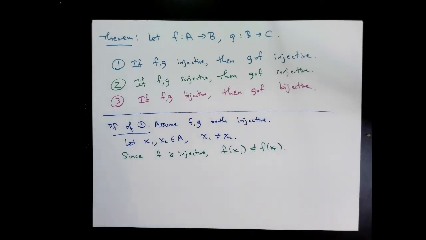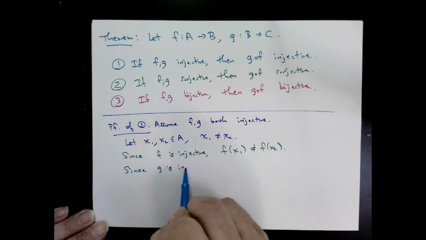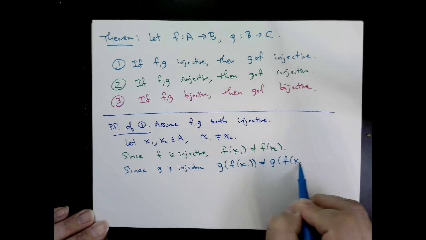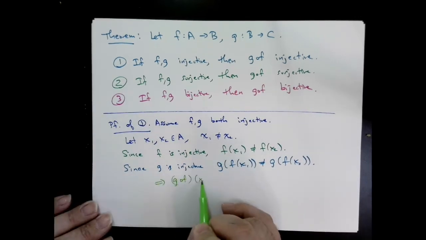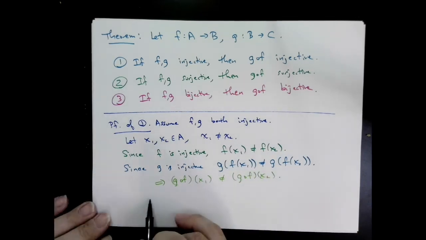But since G is injective, that implies that G of F of X does not equal G of F of Y. So what we have shown is that if X does not equal Y, then G composed with F applied to X does not equal G composed with F applied to Y, meaning that G composed with F is injective.